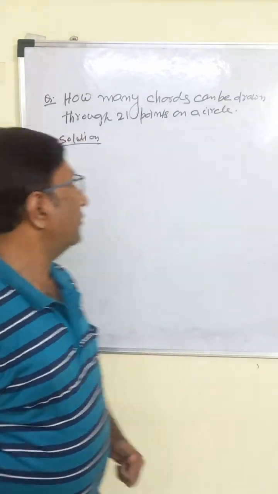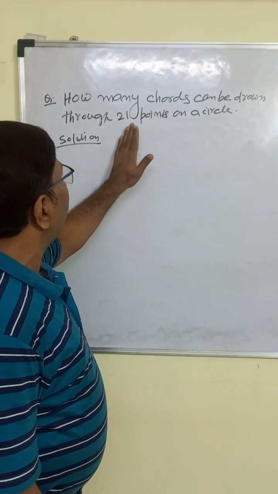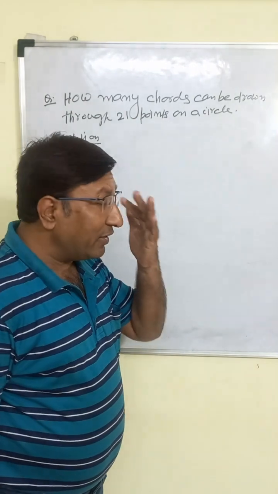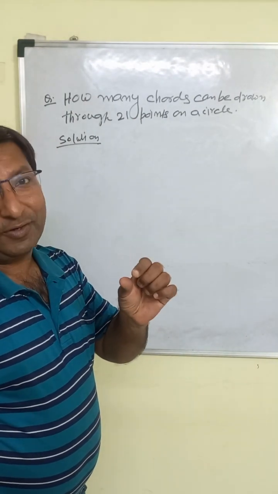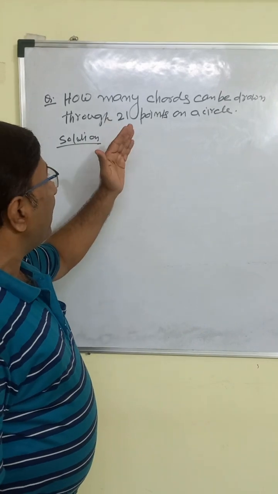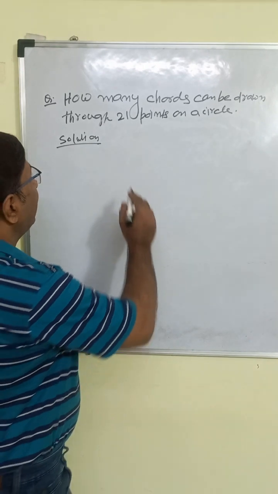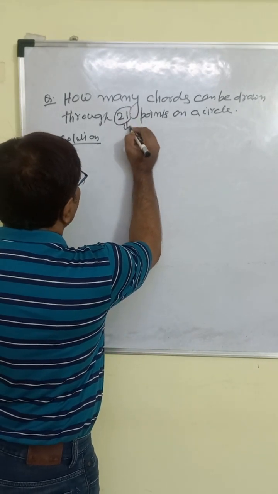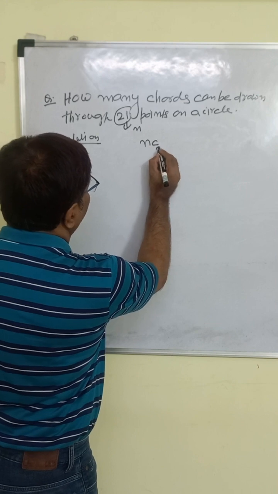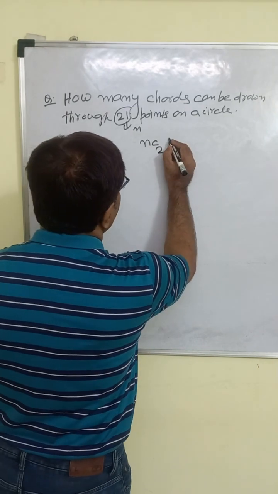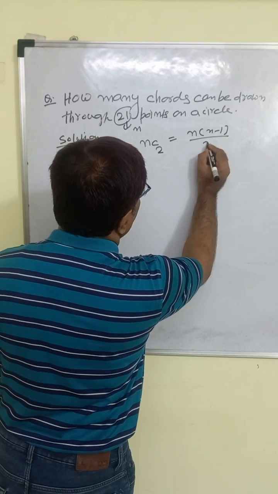Let us see the question. How many chords can be drawn through the 21 points on a circle? We know well that for a chord we need 2 points on a circle. So suppose the given points on a circle are n. The simple technique is: number of chords equals nC2. When we break this, we will get n into n minus 1 by 2.